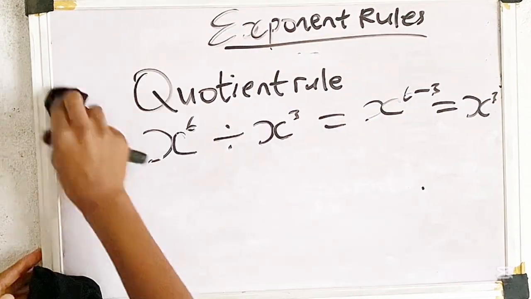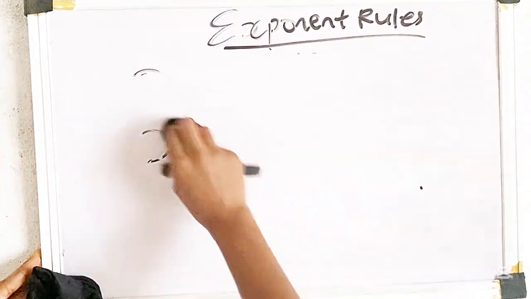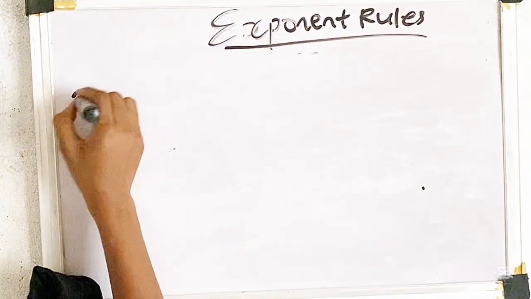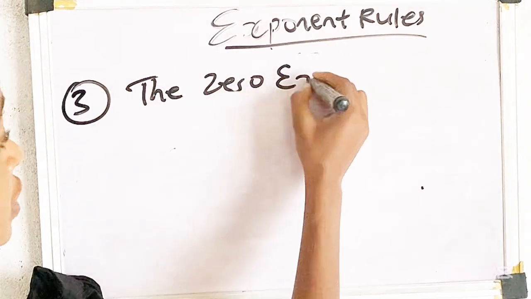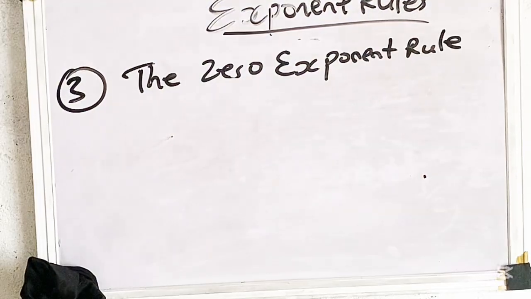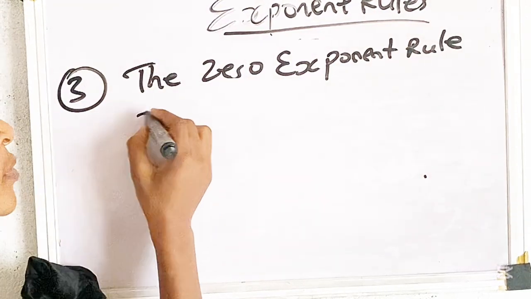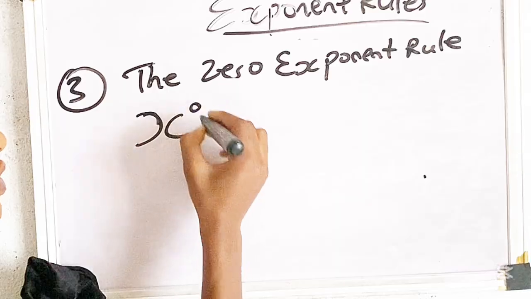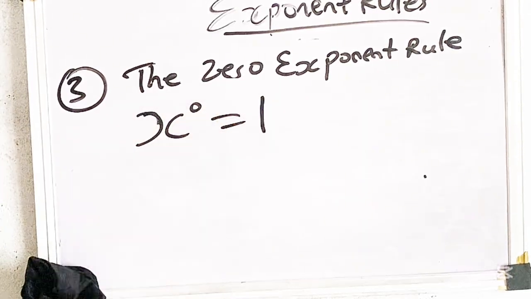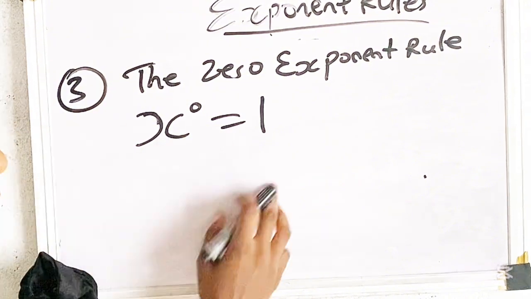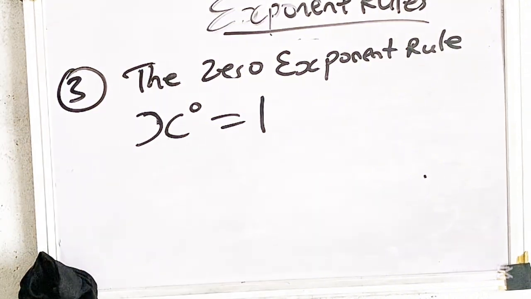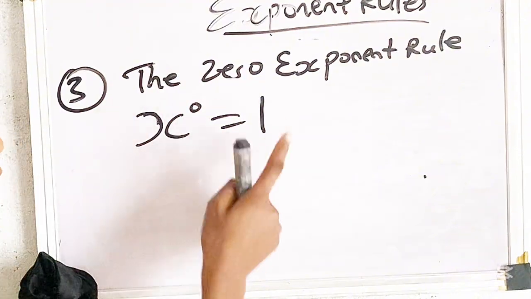The next rule is the zero exponent rule. Any number raised to the power of 0 equals 1. It could be 1000 raised to the power of 0 equals 1. Any number at all. It could be 500,000 raised to the power of 0 equals 1. So any number raised to the power of 0 equals 1.